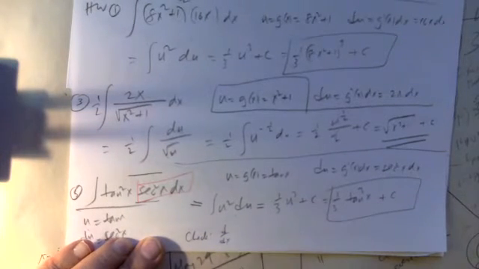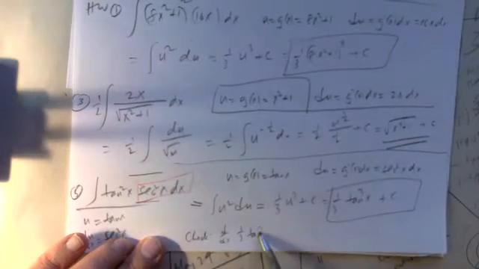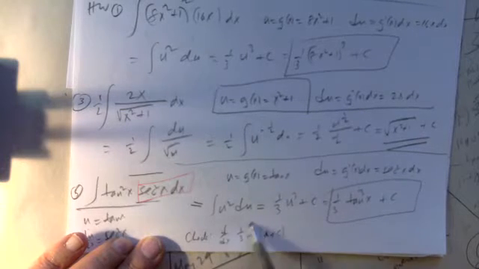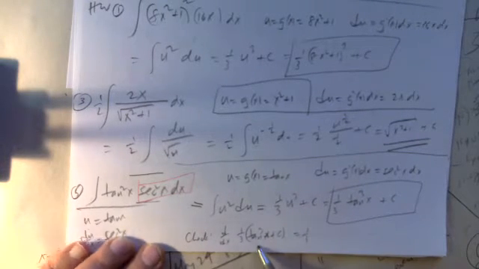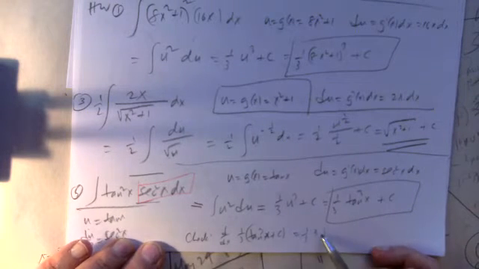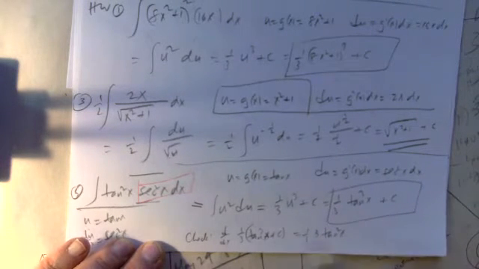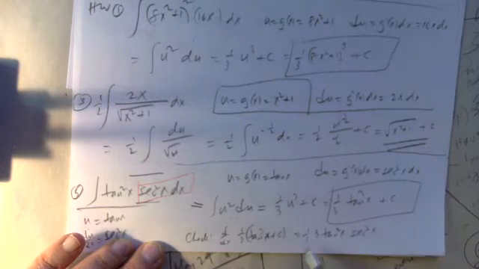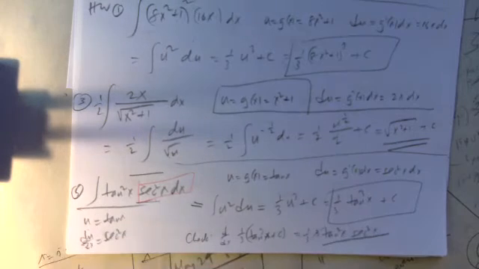The derivative with respect to x of 1/3 tangent cubed x plus a constant is 1/3. When you differentiate tangent cubed, you get 3 tangent squared x times the derivative of the tangent, which is secant squared x. And the 3 and the 1/3 cancel, and you get tangent squared x secant squared x. Just what you're supposed to get. So that checks. Right. Questions before I go on?